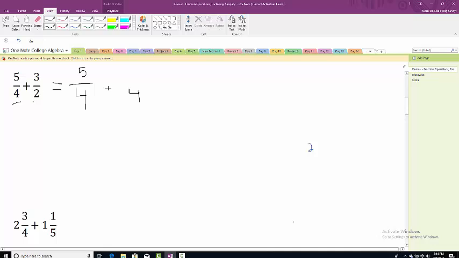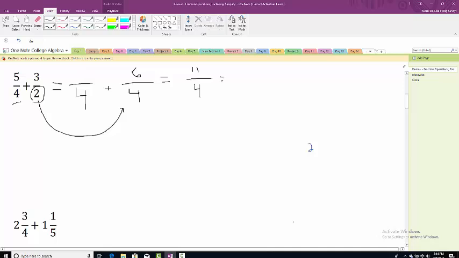The second fraction, 2 was multiplied by 2 in order to get to 4. So we have to multiply the numerator times 2. 3 times 2 is 6. Then we add the top numbers, and the bottom number just comes along. So we have 11 over 4.